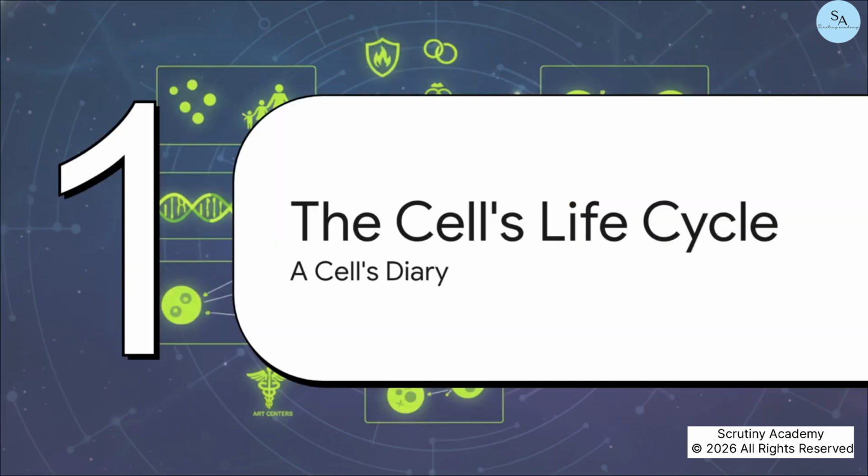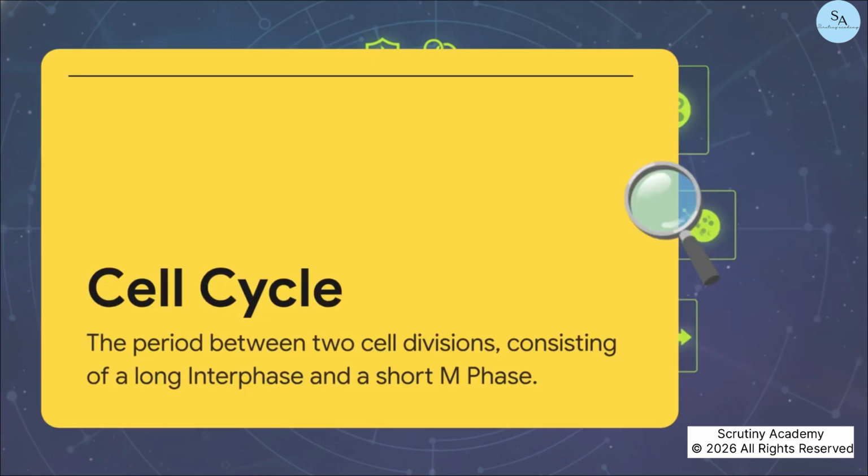Okay, first things first. Before a cell can even think about dividing, it has to live its life. It has to grow and get everything ready. And this whole process, from start to finish, is what we call the cell cycle. So what is the cell cycle, really? Just think of it as the complete biography of a cell, from the moment it's born until it's ready to divide into two new cells. It's broken down into two main parts: a really long preparation stage called interphase, and then a much shorter division stage called the M phase.